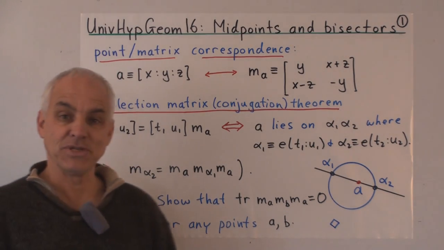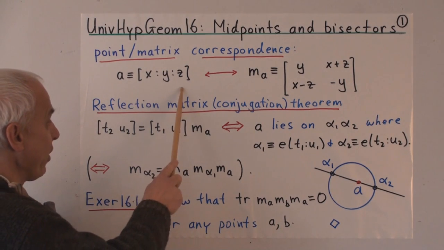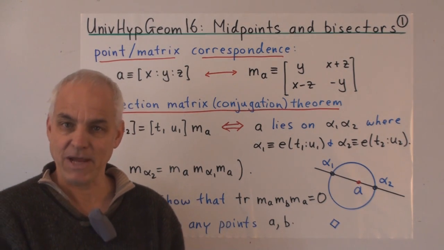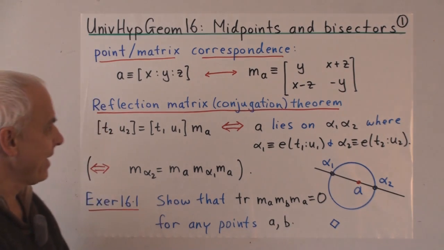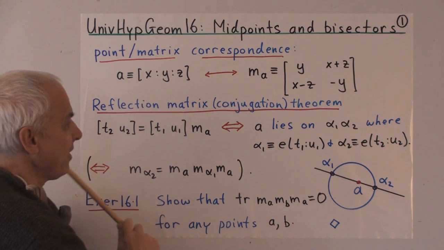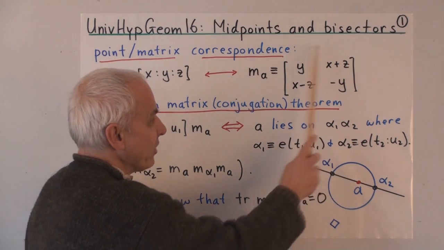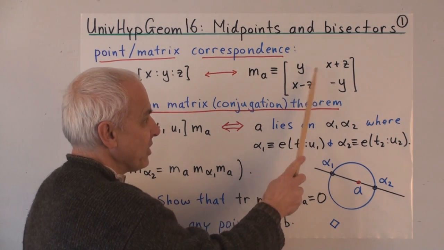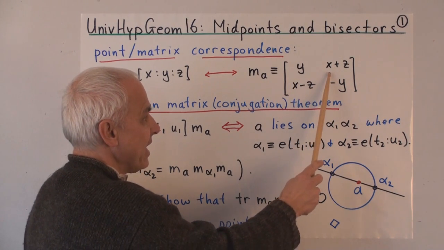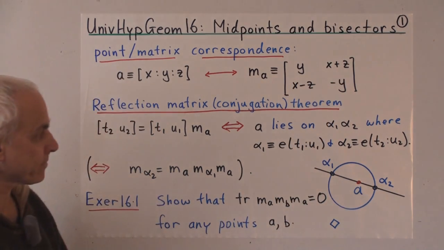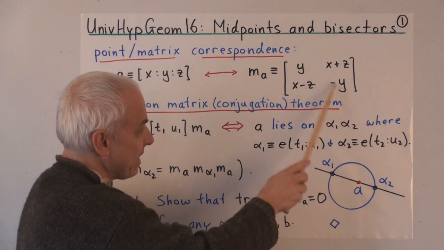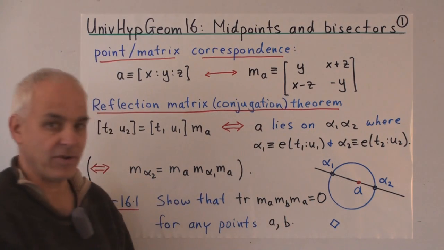So last time we introduced the idea that to a hyperbolic point we can associate a projective 2x2 matrix. And exactly here's the correspondence. The point x:y:z corresponds to the matrix with diagonal entries y and minus y, and off-diagonal entries x minus z and x plus z. This is a trace zero matrix. The trace is the sum of the diagonal entries, and it is necessarily zero.